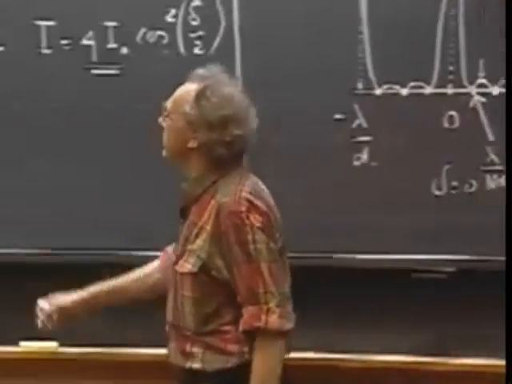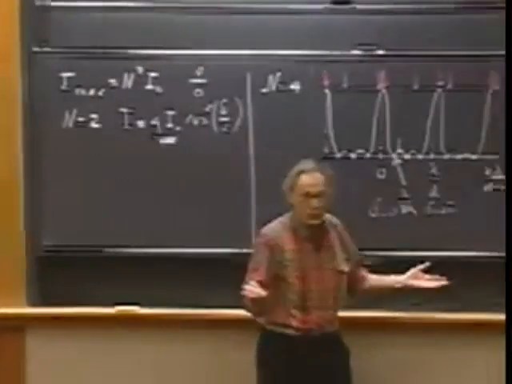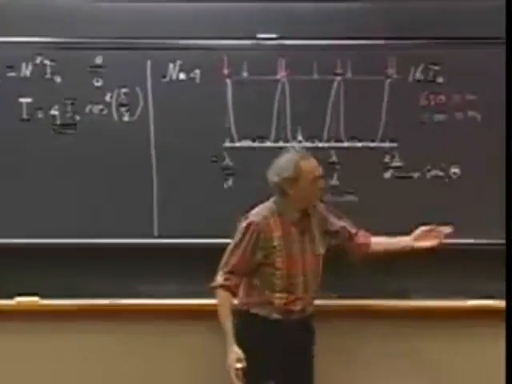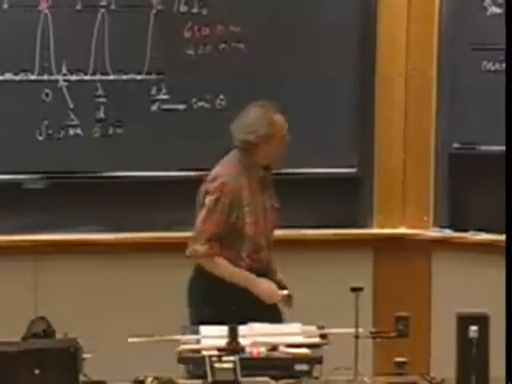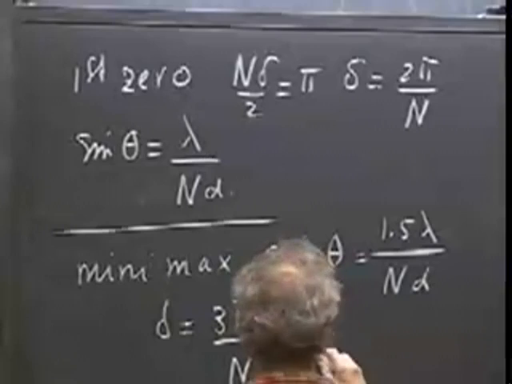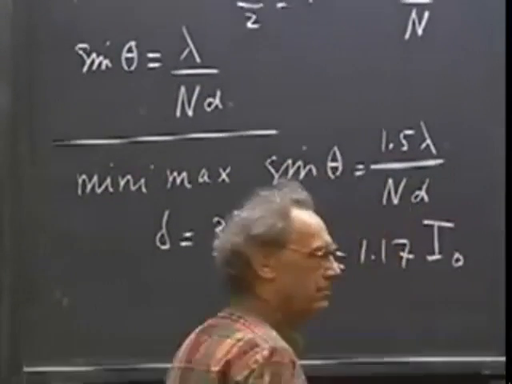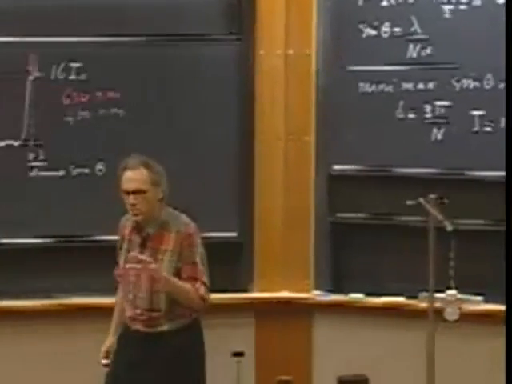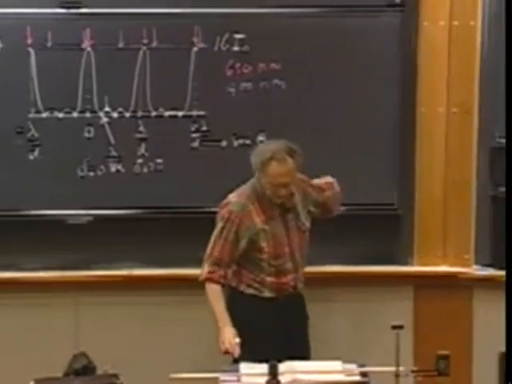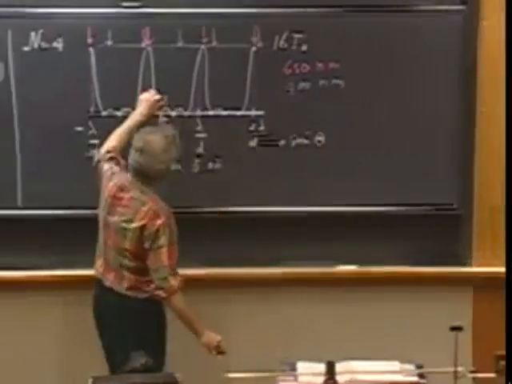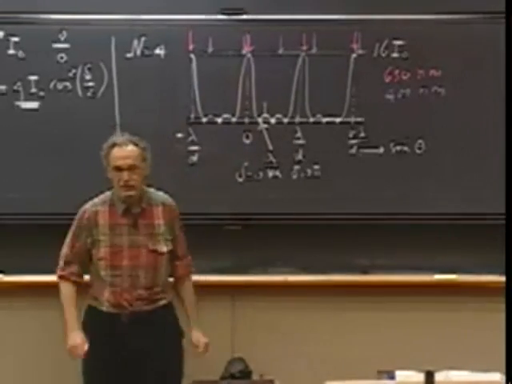And now you revisit this equation, and you just put in there capital N equals 4. You know now what delta is, so you calculate the upstairs, you calculate the downstairs, and you will find that I is approximately 1.17 I0. That's low compared to 16. This is only some 7%, 6.8%. So this height here is only some 7% of that height, so it's very low.